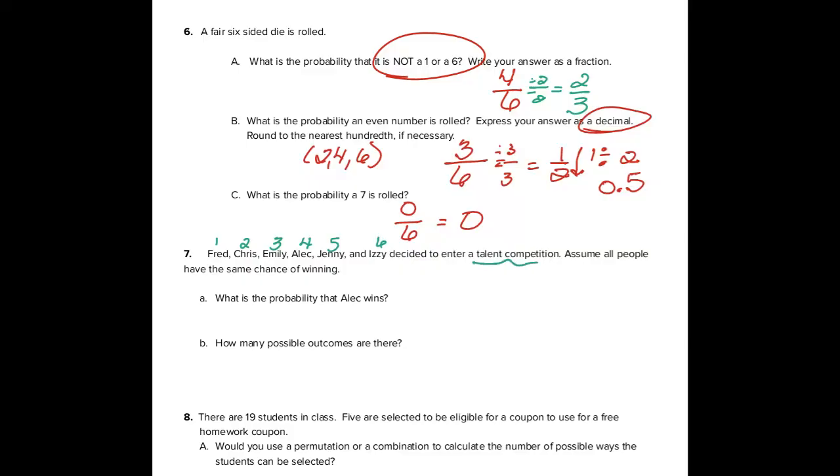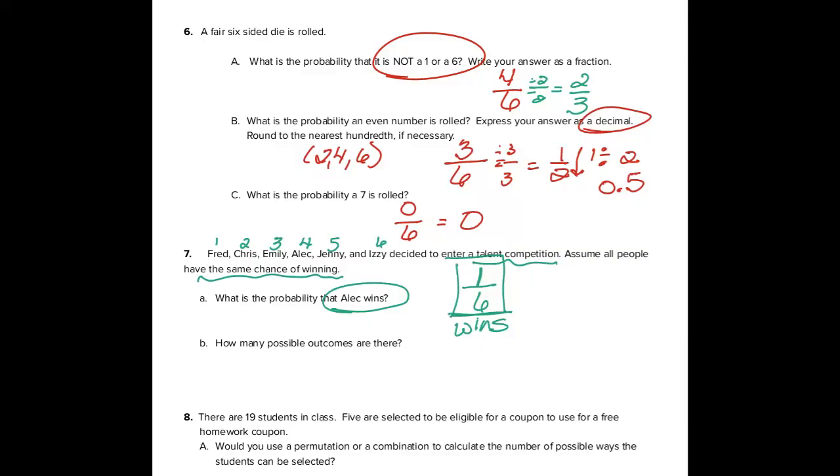They are entering a talent competition. Assume all people have the same chance of winning. What's the probability that Alec wins? Okay, well, we're talking about who wins. All right, who wins? So there are 6 people. Any of those 6 people could win, okay? The probability that Alec wins, he's one person out of the 6. Everybody has an equal chance, so that is 1/6.